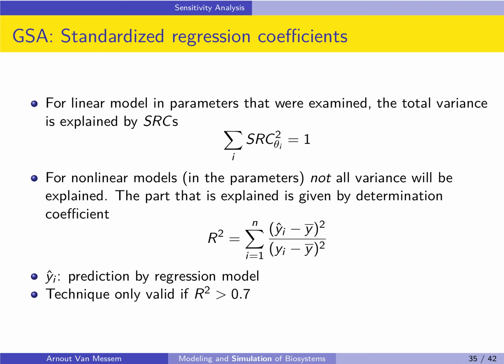The part that is explained is again given by the determination coefficient, just the same as in a regression analysis, r squared. And then we will say that our technique is usable, it is valid, if r squared is at least 70%. So the model must be linear enough, sufficiently linear, to be able to use standardized regression coefficients.